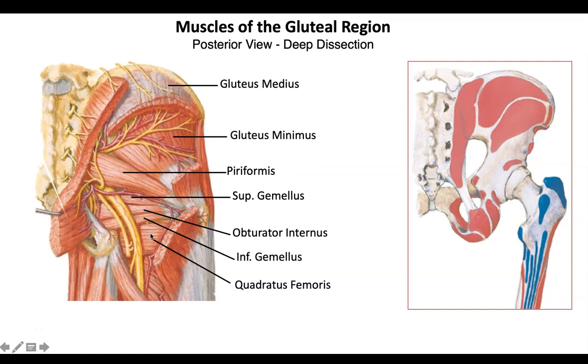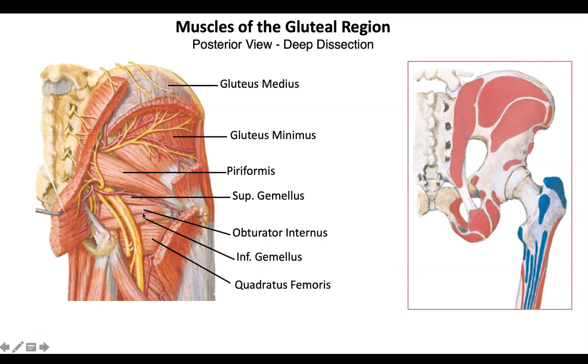Another deep gluteal muscle is the quadratus femoris. Quadratus femoris is a quadrangular shaped muscle, which is the most inferior deep gluteal muscle. Quadratus femoris arises from the ischial tuberosity, and it has its distal attachment into the intertrochanteric crest of the femur.